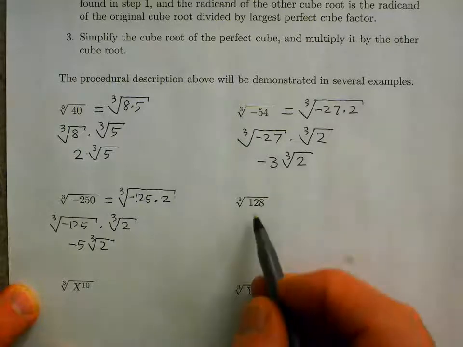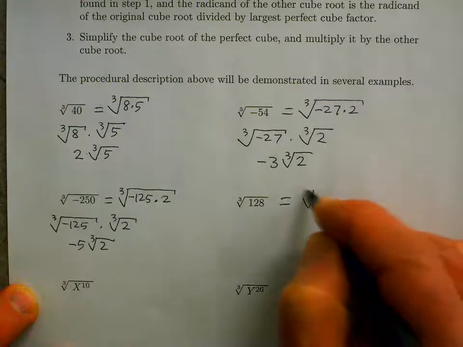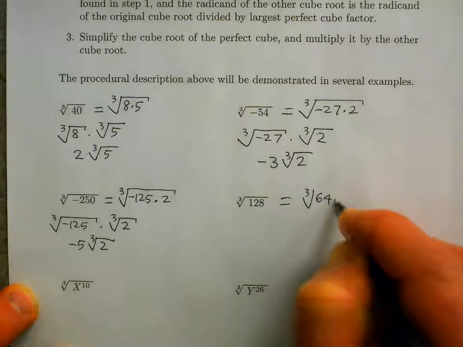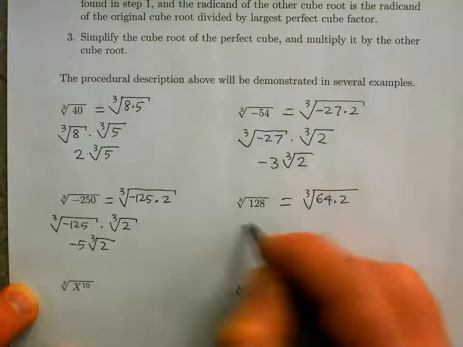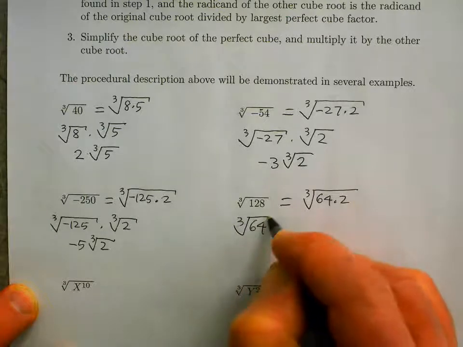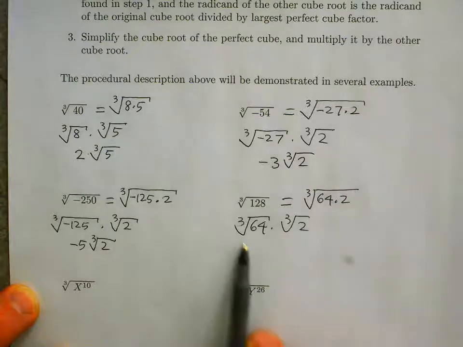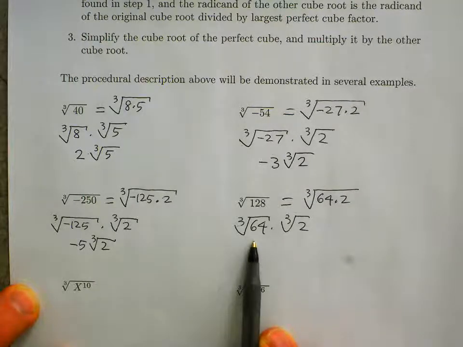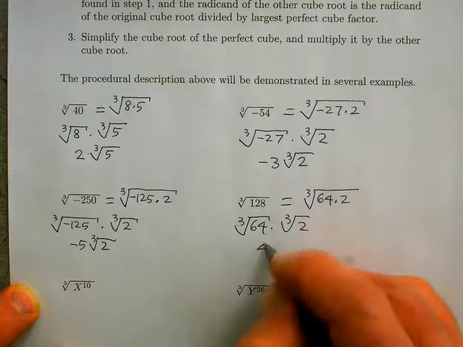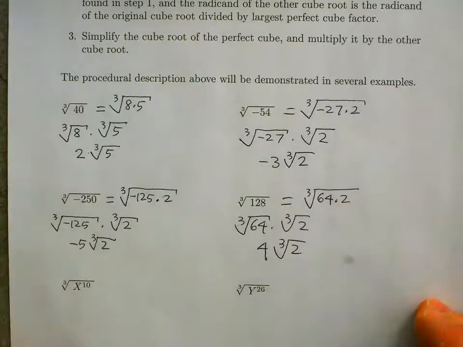64 times 2 is 128. So this is the cube root of 64 times 2. And that's the cube root of 64 times the cube root of 2. And the cube root of 64 is 4. So 4 times the cube root of 2 is our final result.